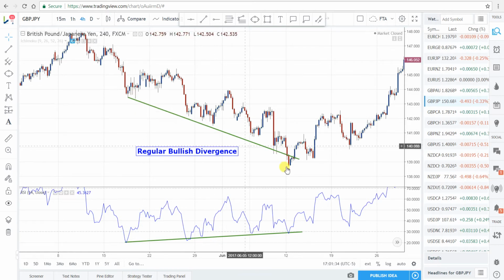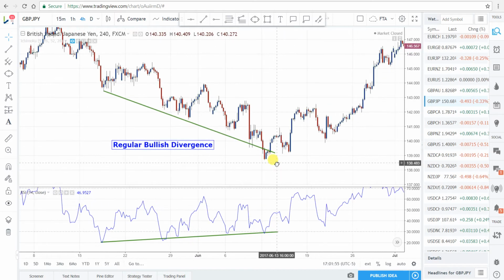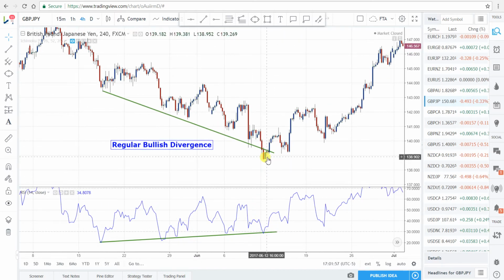We have lower lows, but when we look down here at the RSI, we've essentially drawn a trend line where we have a series of higher lows. So that's signifying that more bulls are entering the market, attempting to push this price up, yet price is continuing to drop. So at some point we're going to see a change in that direction, a change in that trend, to satisfy all these bulls that are entering the market.